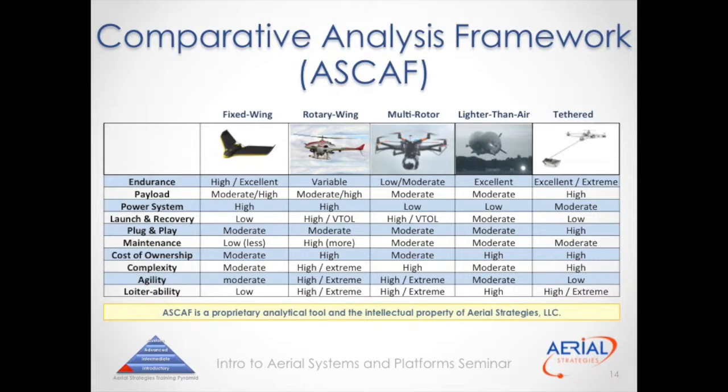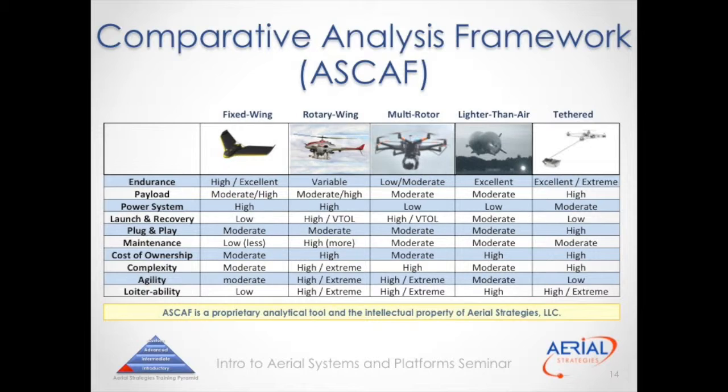Here is an example of our comparative analysis framework. Across the top, you'll see the different types of platforms. We have the fixed wing, rotary wing, multi-rotor, lighter than air, and finally the tethered. Now down the left-hand column, you'll see some different attributes. We have a very long list. Here there's represented about 10 of probably almost 30 that we look at. And here are some of the most common ones.